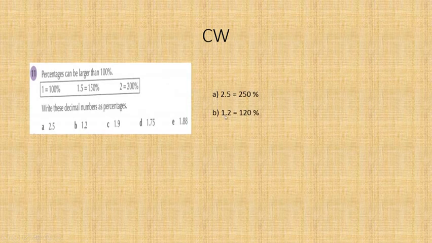And here, number B, it's 1.2. I will just move the decimal point 2 steps to the right, so it's gonna be 120%. And here, what do you think? Yeah, it's 190%. And here 1.75, I'm just moving the decimal point 2 steps to the right, so it's going to be 175%. And the last one here, it's 1.88, so I'm moving the decimal point 2 steps to the right, so it's going to be 188%.